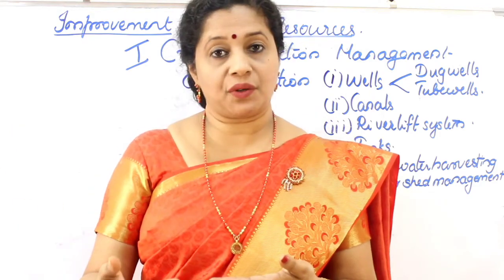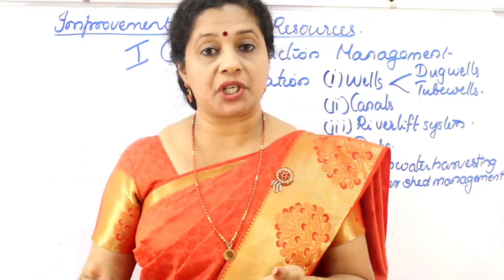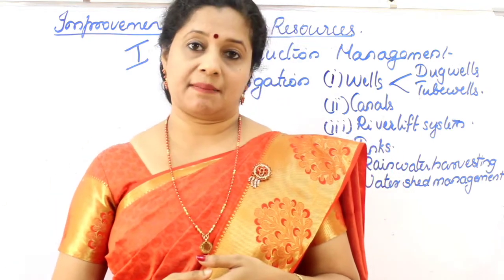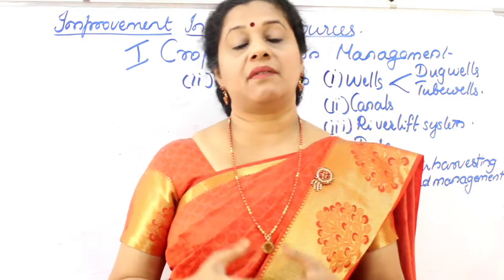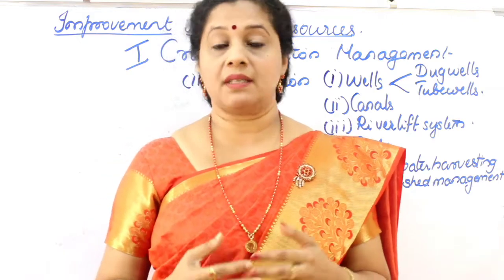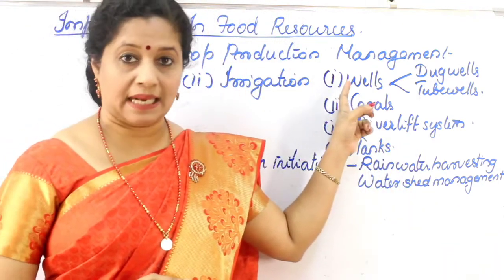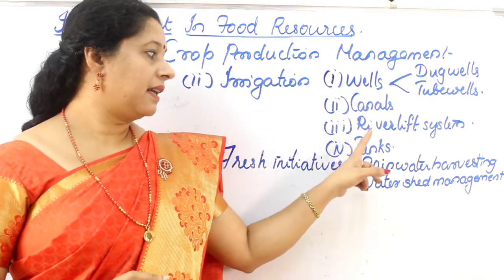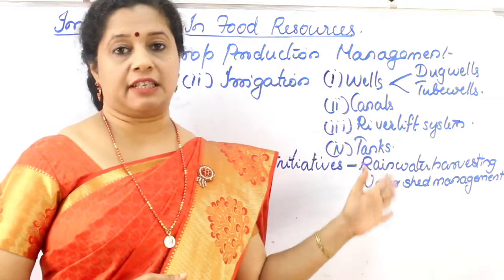So we have to ensure that in case the monsoon fails, we have alternative measures to give water to the plants. For that, we have 4 methods which we have been using for several years, and because the resources are also available with us in our country. They are basically first wells, then canals, river lift system, and tanks. These are in use for several years.